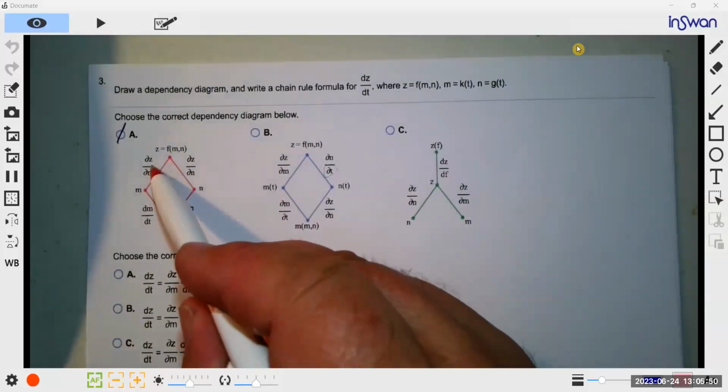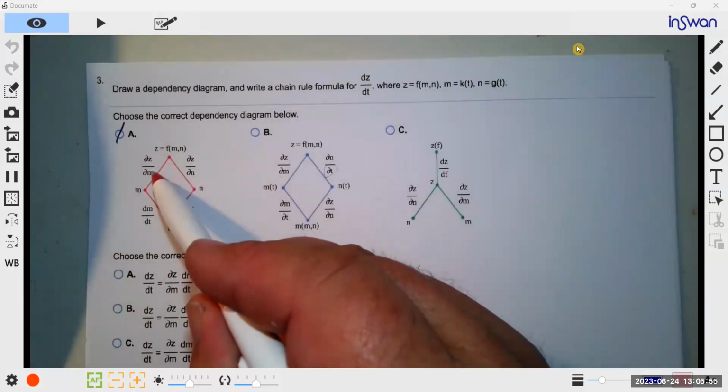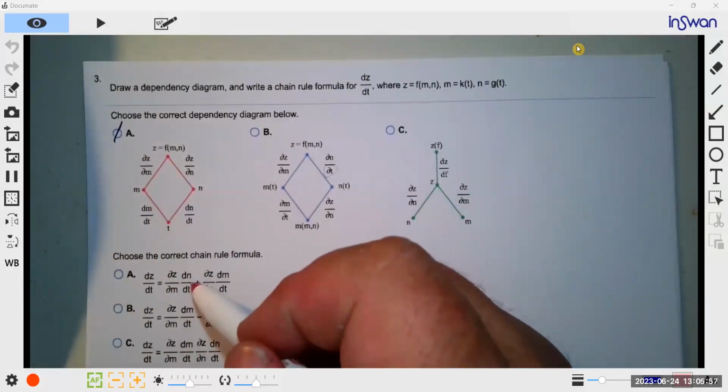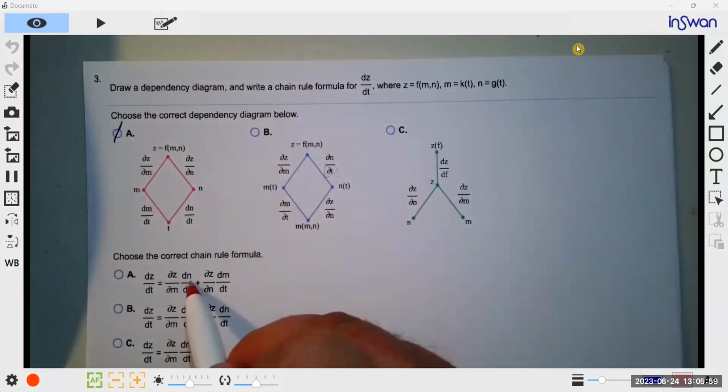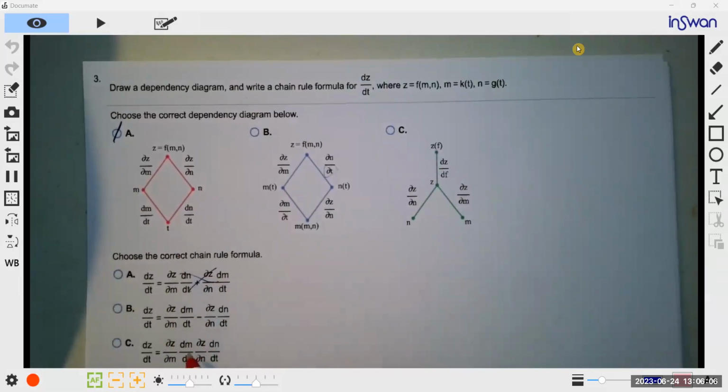So the formula is this times this, partial z partial m. No. So this, because this is m, that's n, that's wrong. There's no plus here. There's a minus here. It has to be plus, so it's D.